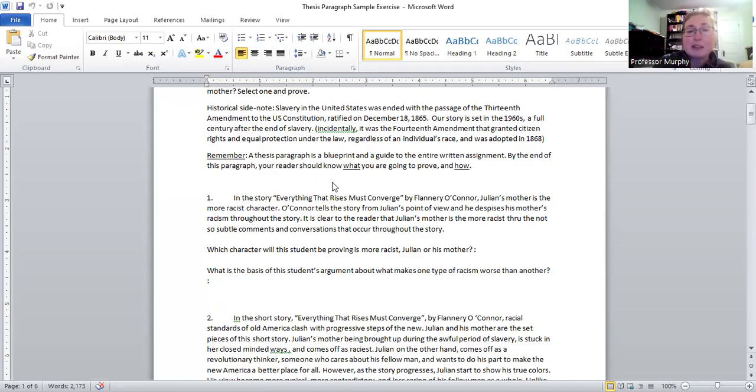In the story, Everything That Rises Must Converge by Flannery O'Connor, Julian's mother is the more racist character. O'Connor tells the story from Julian's point of view, and he despises his mother's racism throughout the story. It is clear to the reader that Julian's mother is the more racist through the not-so-subtle comments and conversations that occur throughout the story. Okay, so which character will the student prove is more racist, Julian or his mother? Okay, we've got that answer.